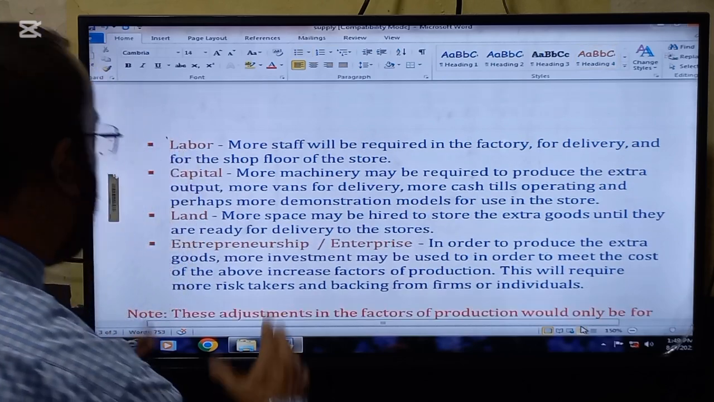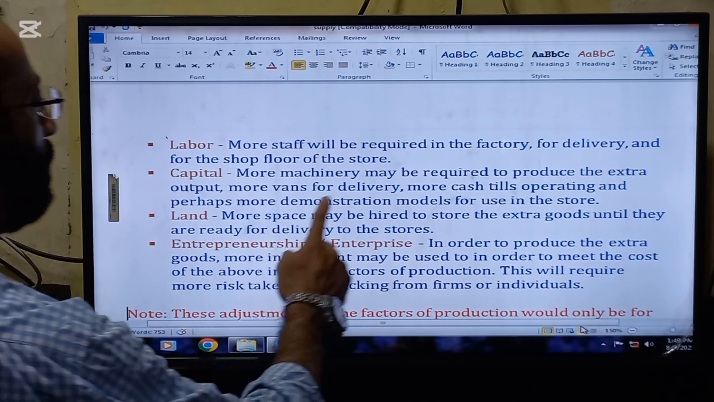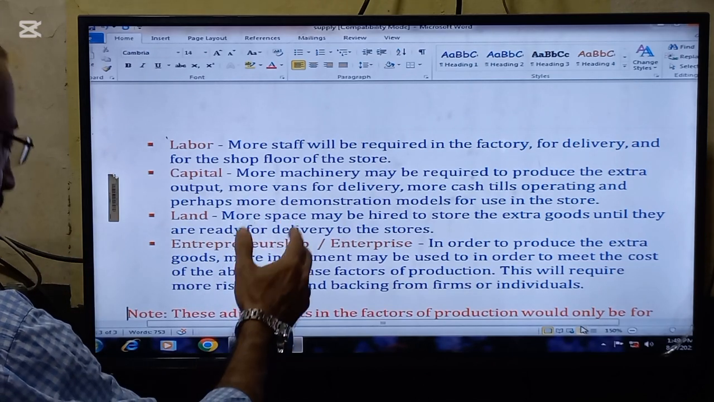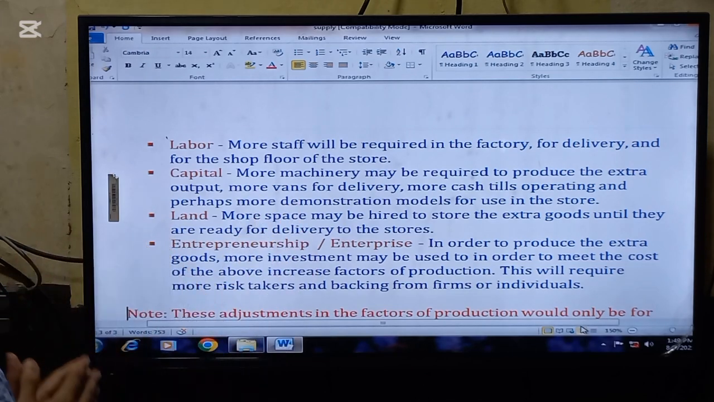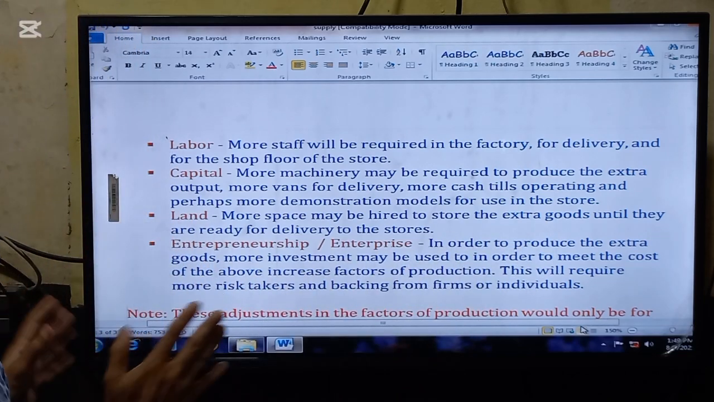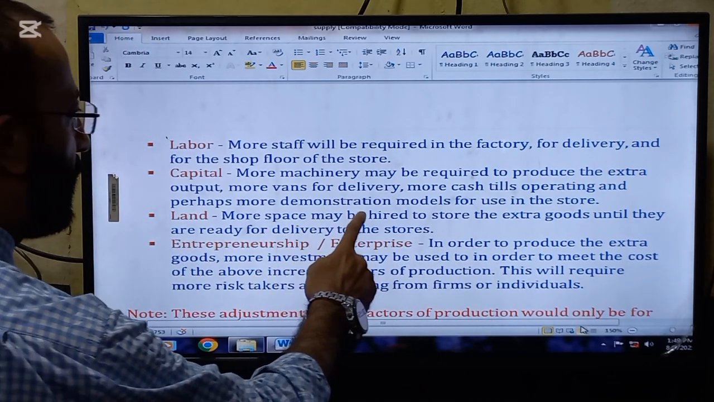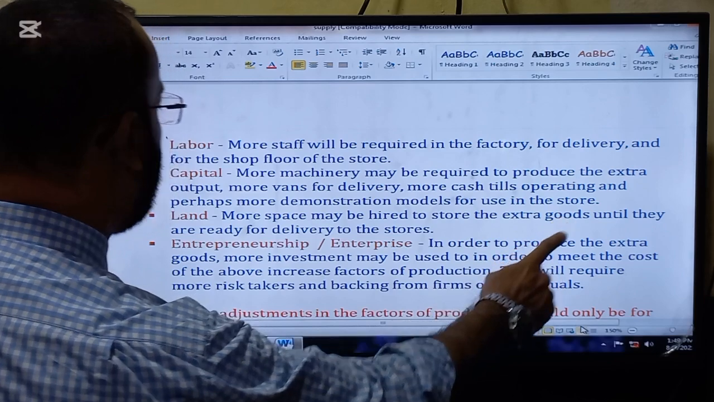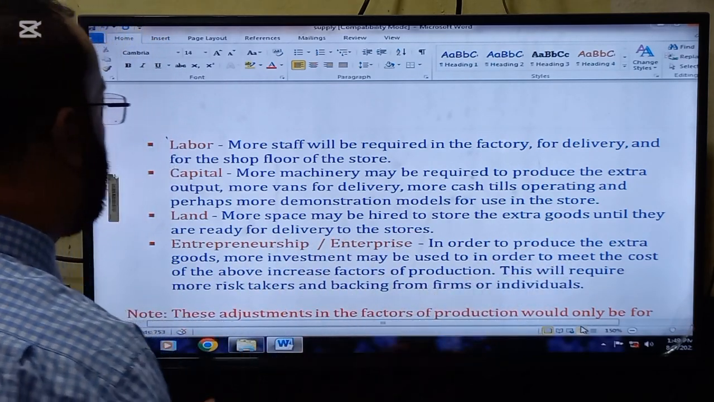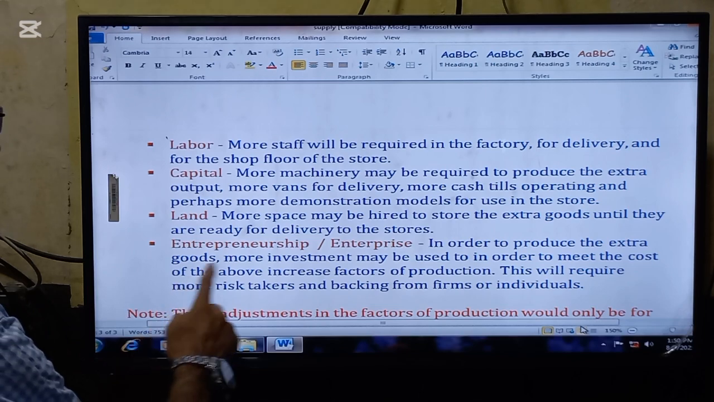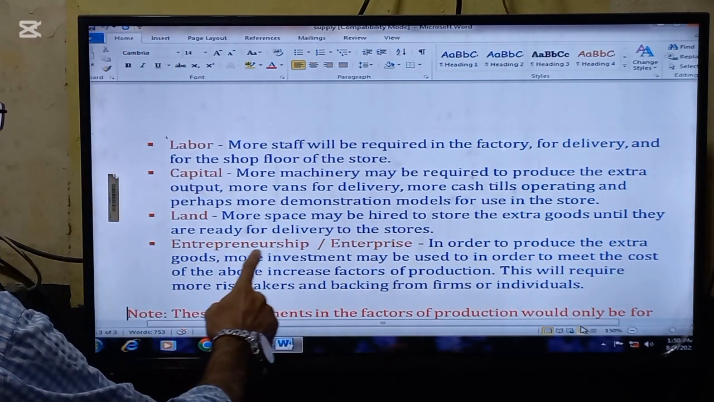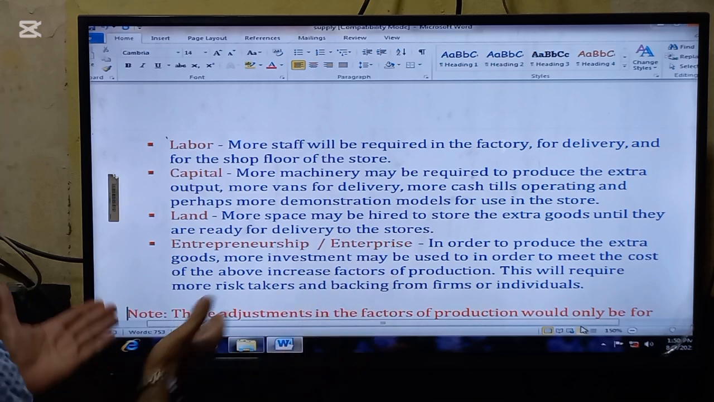And here are the factors of production. Labor: more staff will be required in the factory, for delivery, and for the shop floor of the store. Capital: more machinery may be required to produce the extra output in the sale period, more vans for delivery, more cash tills operating, and perhaps more demonstration models for use in the store. Land: more space may be hired to store the extra goods until they are ready for delivery to the stores.